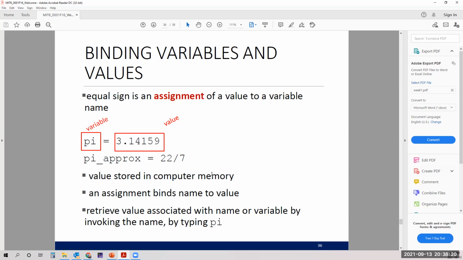This value will be stored in the computer memory, and assignment binds the name to the value. When I'm saying print pi, it will print 3.14. Retrieve the value associated with the name or variable by invoking the name, by typing pi. Whenever I type pi, it will give me the 3.14159. If I use the name pi in an expression, it will be replaced with the associated value in the memory location that we named pi.